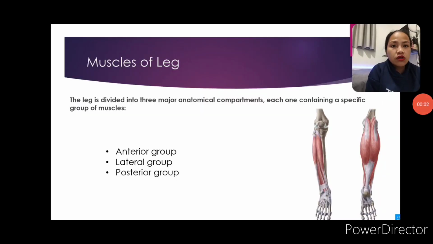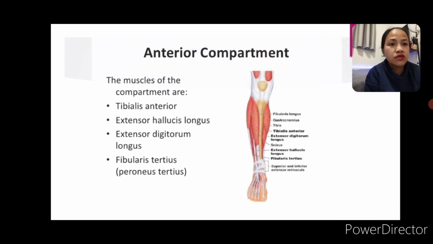Okay, now let's talk about the muscles of the leg. The leg is divided into three major anatomical compartments, each one containing a specific group of muscles. These are the anterior group, lateral, and posterior group. Now first let's discuss the anterior compartment. The tibialis anterior does dorsiflexion and inversion of the ankle.